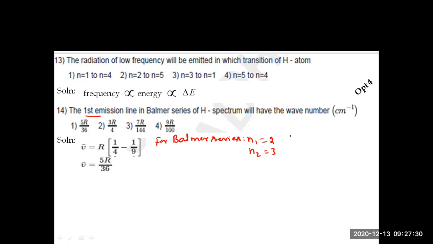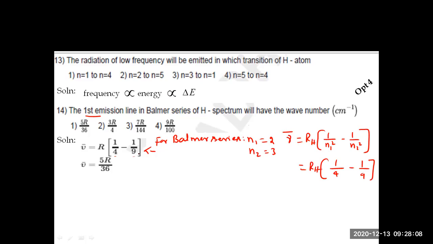The Rydberg equation is nu bar is equal to the Rydberg constant into 1 over N1 square minus 1 over N2 square into Z square. For hydrogen, atomic number is 1, so Z square will not matter. So let's substitute for R. The answer is given in terms of R itself. Okay. So let me write here. RH into 1 over N1 is 2, 2 square is 4, minus 1 over 3 square is 9.